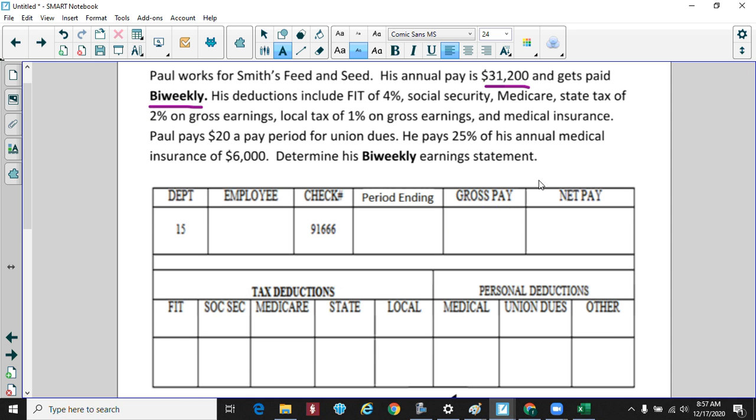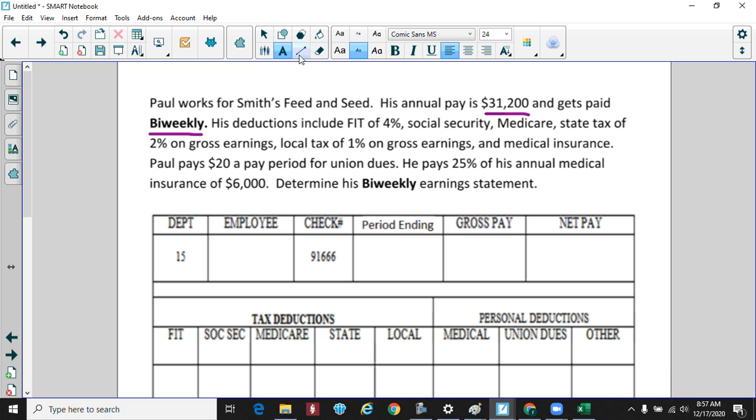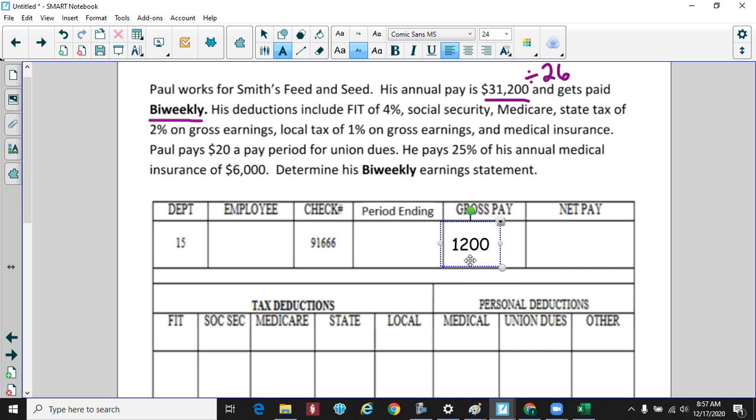Now, remember, guys, this is a pay stub. This is what he gets every single time he gets a paycheck. All right, so that means he's getting paid biweekly, so that means he's getting 26 paychecks. So it's evenly distributed amongst 26 paychecks, so we're going to divide that by 26 because that's what biweekly is. All right, so the gross pay ends up being $1,200, I believe. Let's see, 31,200 divided by 26. Yes, all right, so that's his gross pay.